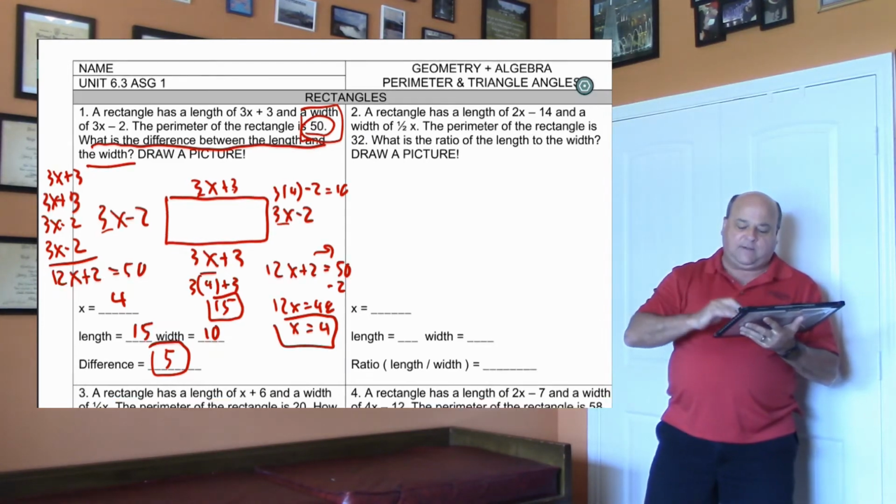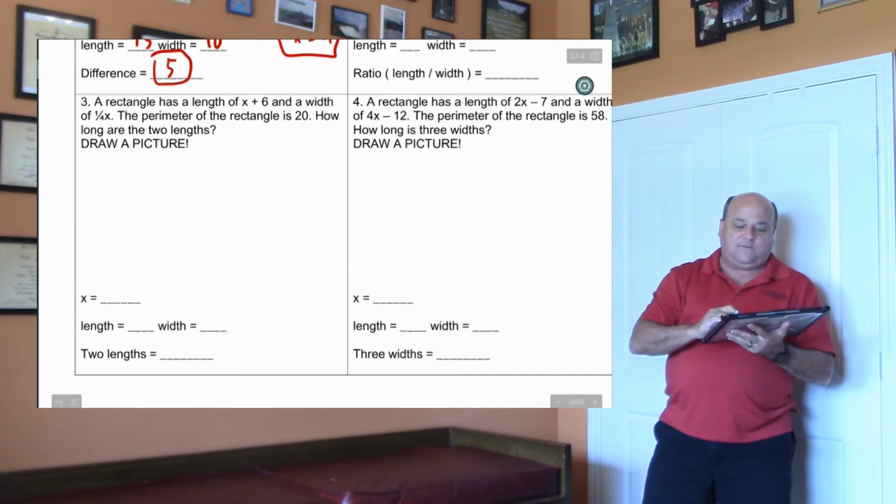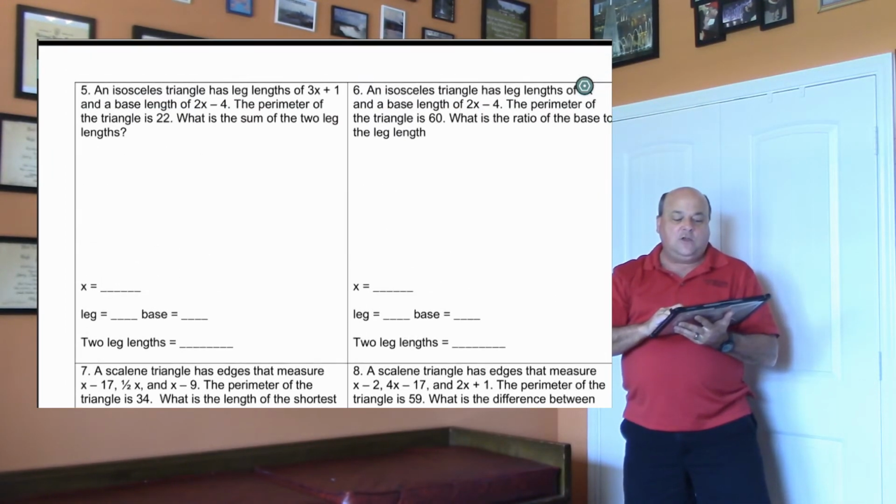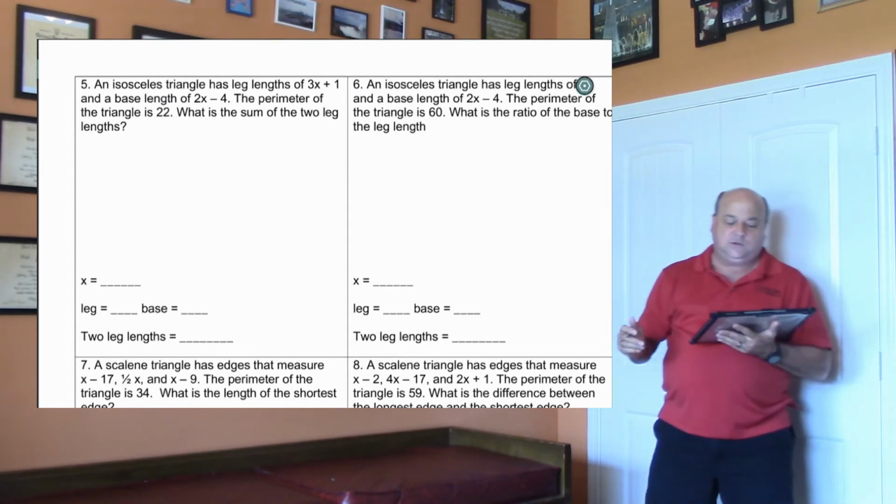Pretty simple stuff. Let's go down to number 5. The first 4 problems all deal with rectangles, so you need to just do the problems the same way. Turn the page. If you turn the page, we're dealing with triangles, okay?